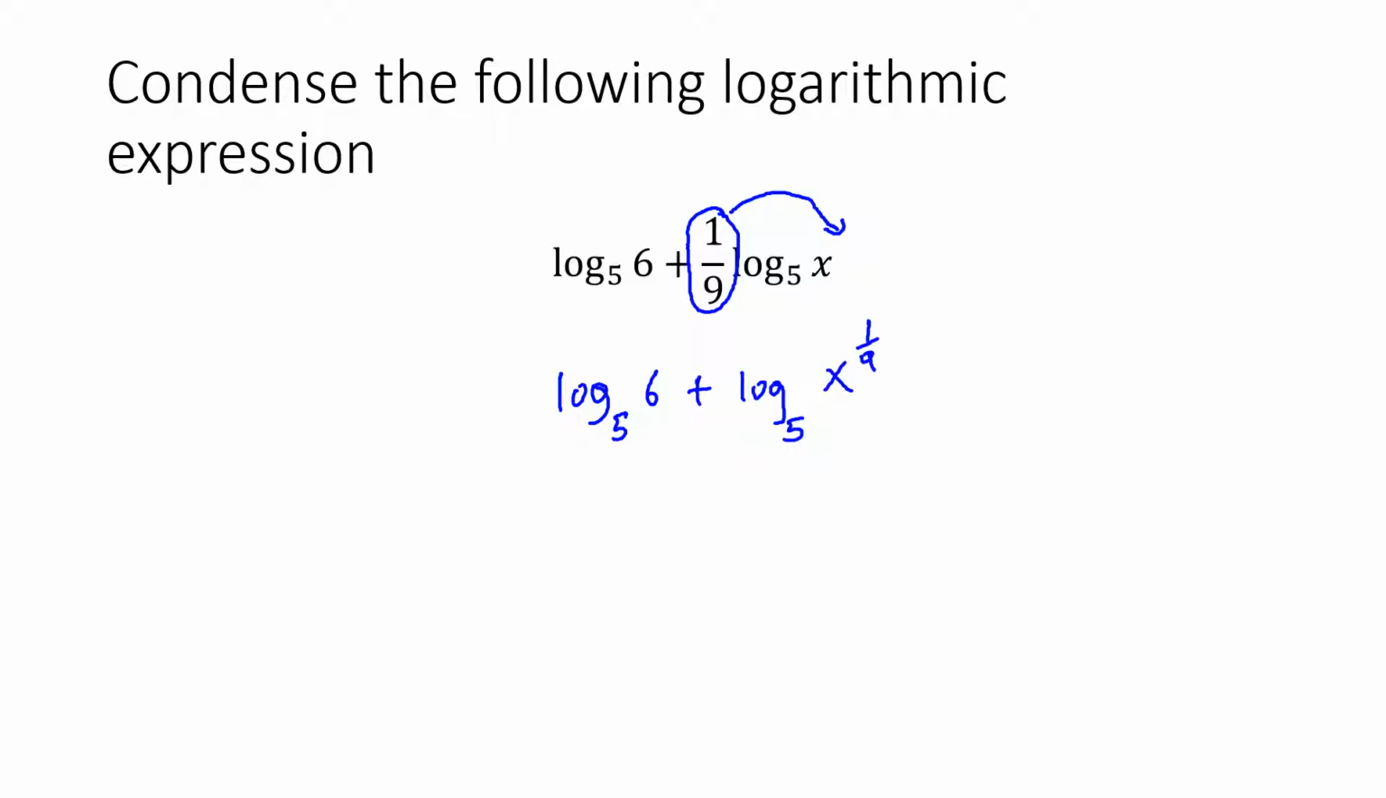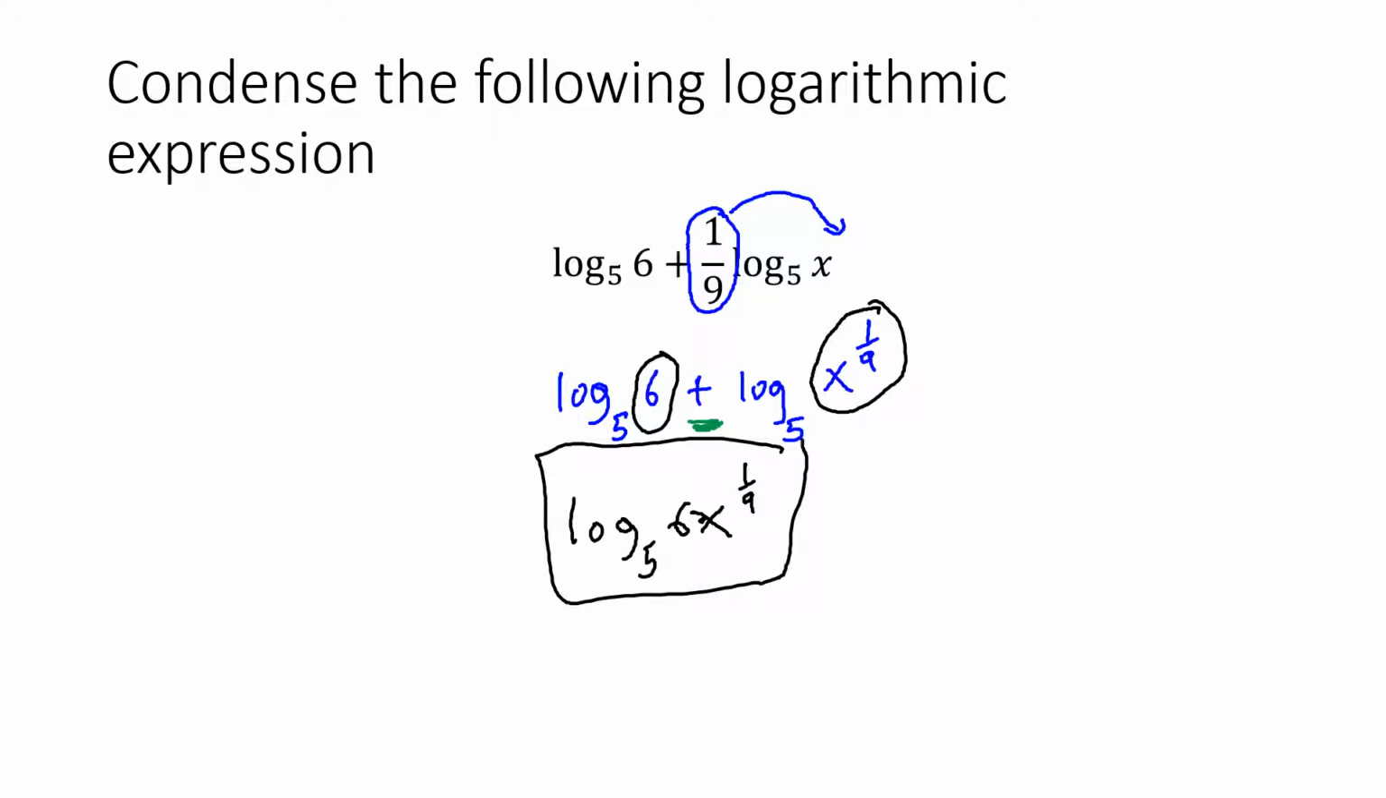Now what we see is that we're adding, and our product rule says that as long as we're adding logs, we can go ahead and multiply the arguments. So this is the same as saying log base 5. Now let's multiply the arguments. We're going to multiply our 6 and our x to the 1/9. So it's going to become 6 times x to the 1/9. So this is our condensed logarithm.